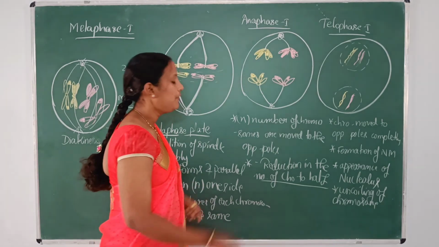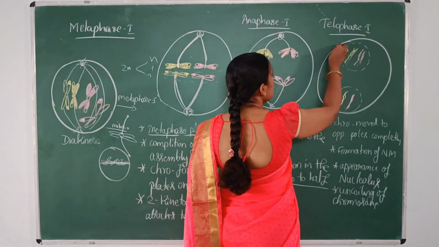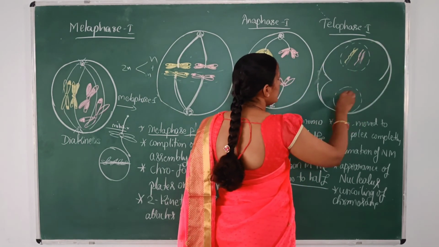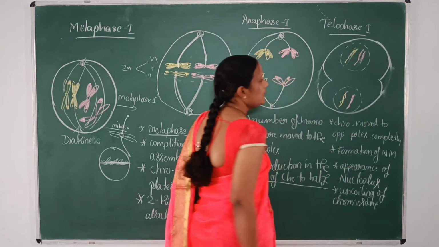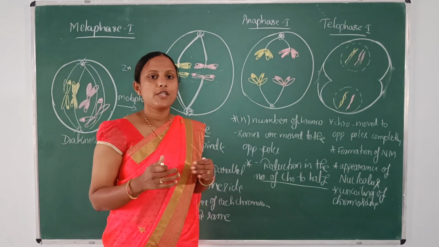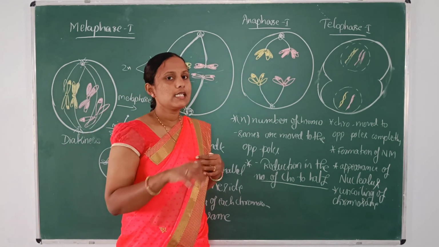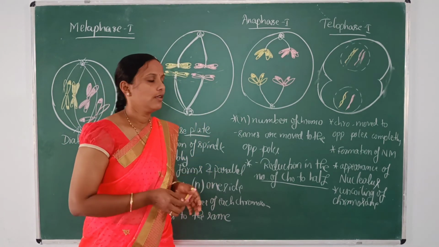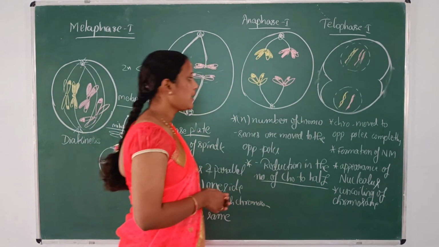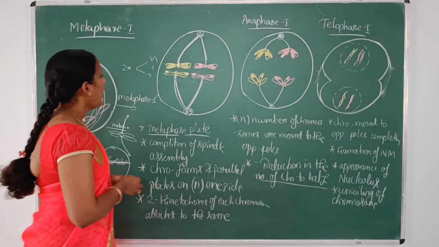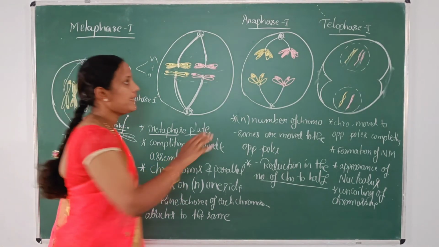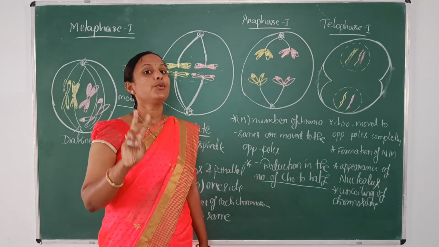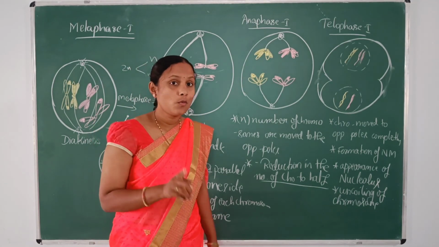And after telophase will be the cytokinesis, where there is a division of cytoplasm. In case of animal cells, it takes place by the formation of a furrow, and in case of plant cells, the division of cytoplasm takes place by cell plate formation. As a result, there is formation of two daughter cells having n number of chromosomes.